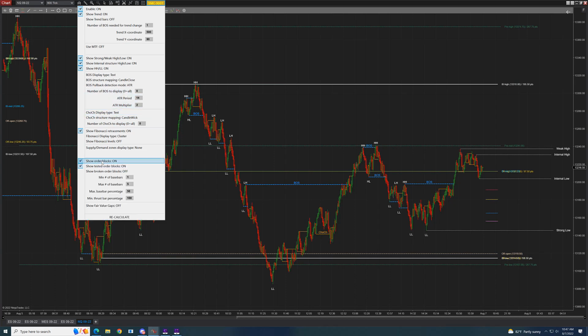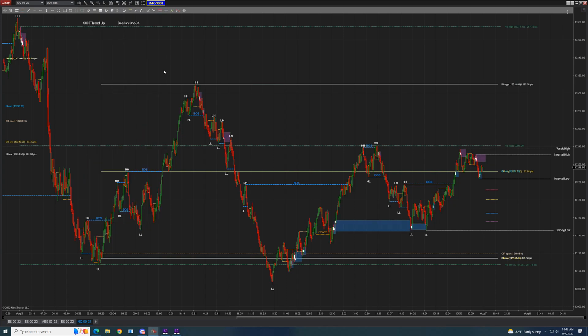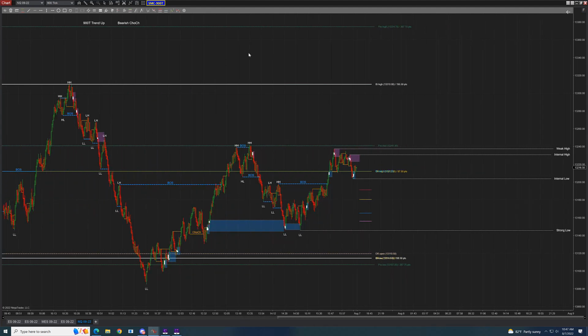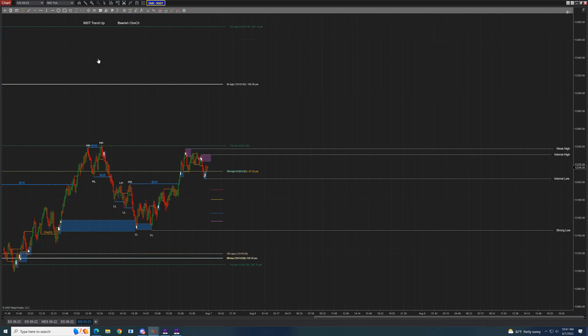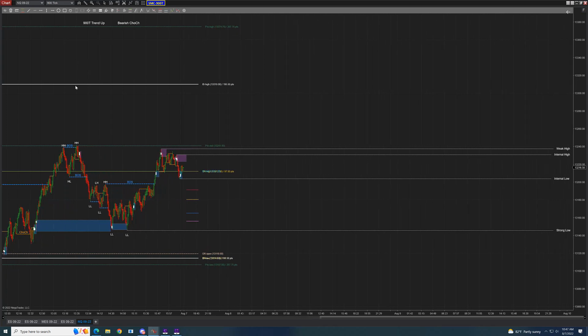So I'm going to turn order blocks on. All right, now let's go over what we're using here to define as an order block. Essentially we have only two patterns here, bull and bear, that we're looking at for the way we're defining a setup for an order block.